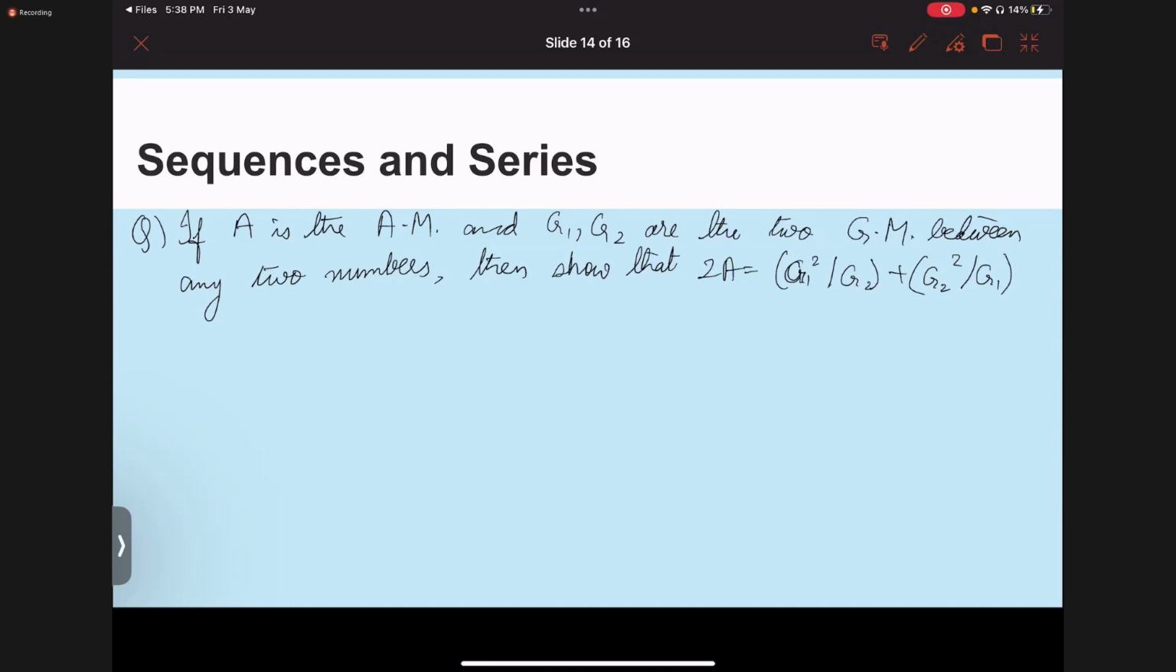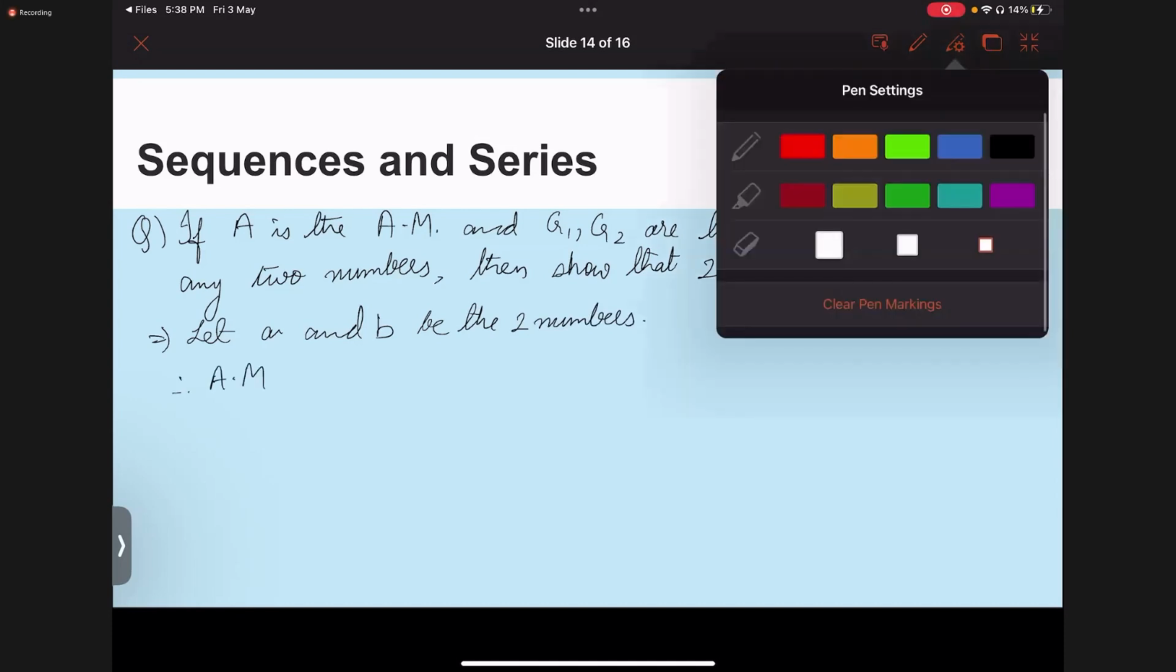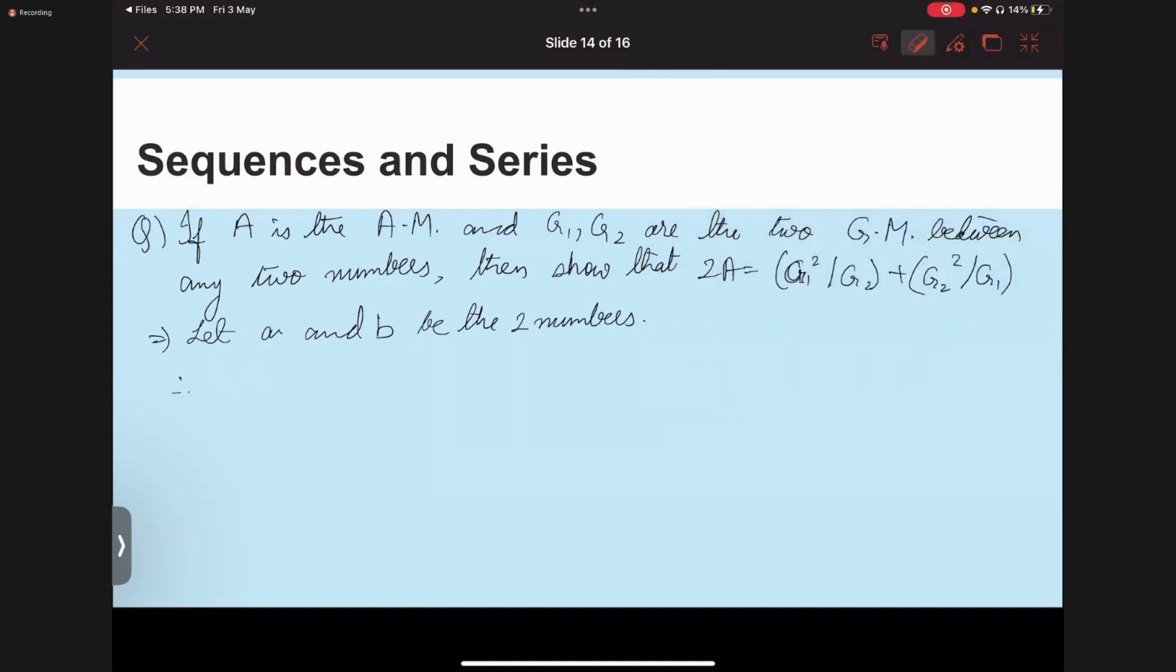Now we will assume that A and B are the two numbers. So therefore, your arithmetic mean, we have already given it as A. Okay, so your A is going to be (A plus B) by 2. So this gives you A plus B is equal to 2A.